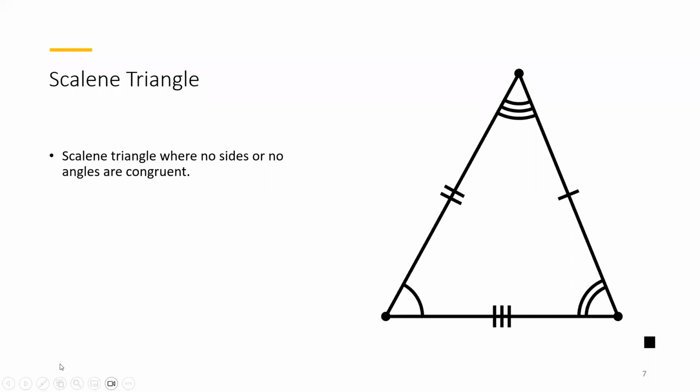A scalene triangle is where no sides or no angles are congruent. So nothing is equal. All the sides are different. All the angles are different. Yeah, that is a scalene triangle. Nothing is equal.